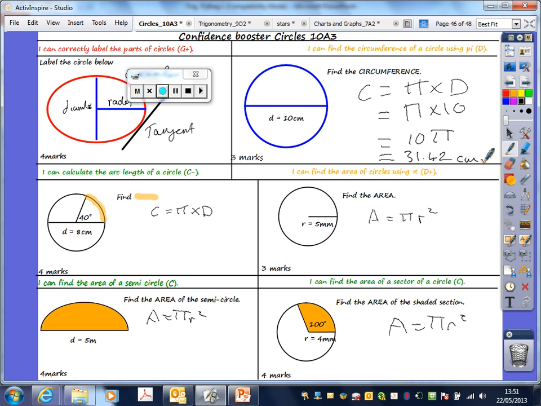To get all marks, you need all that working down there. It takes us only 3 marks. So you need the formula and you need everything else from there. Next bit.